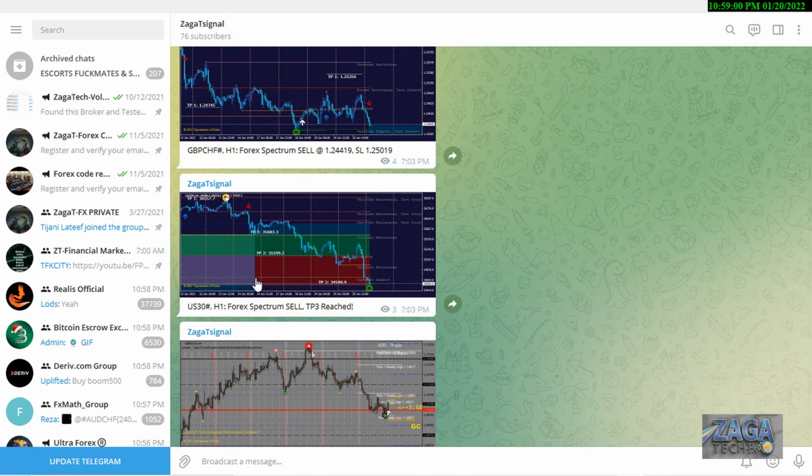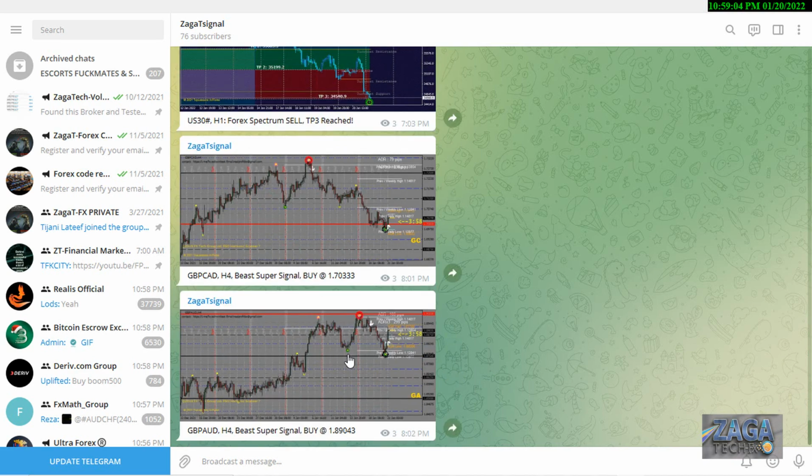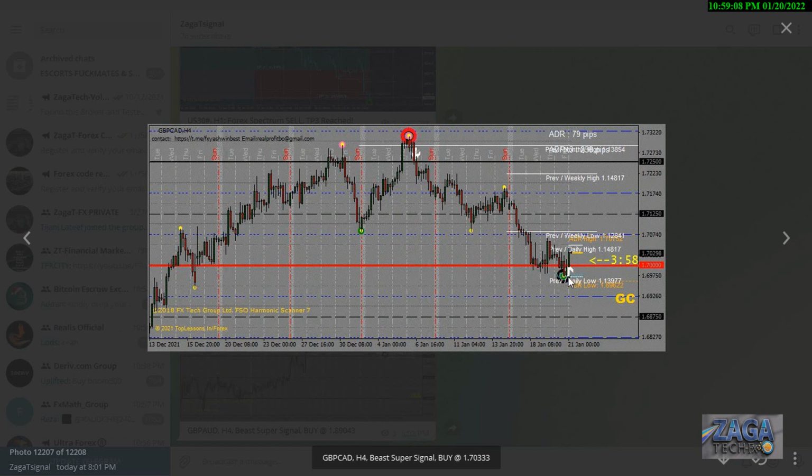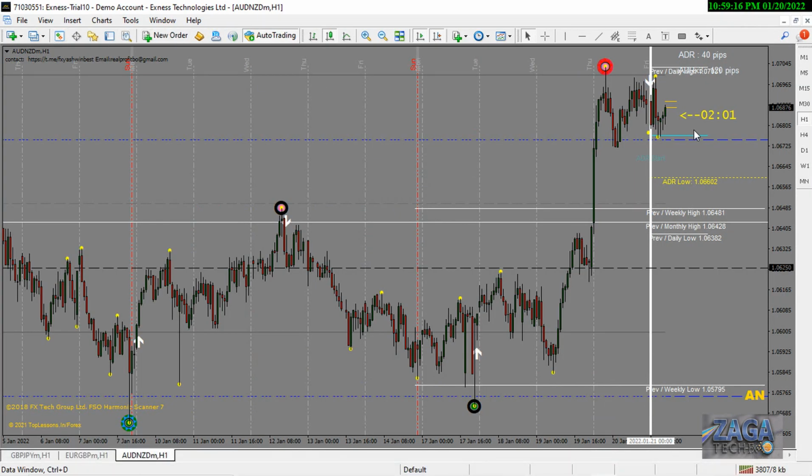Now let's look for another pair that says B super. Okay, let's move into H4 as I said before. H4 time frame. Then this is GBP card that said H4 buy, H4 GBP card B super signal buy at this price. Now when you move into the chart, let's take a look at GBP card.